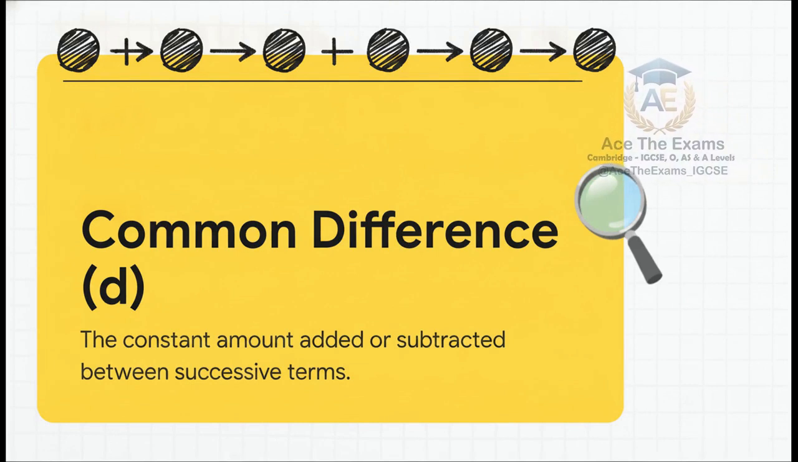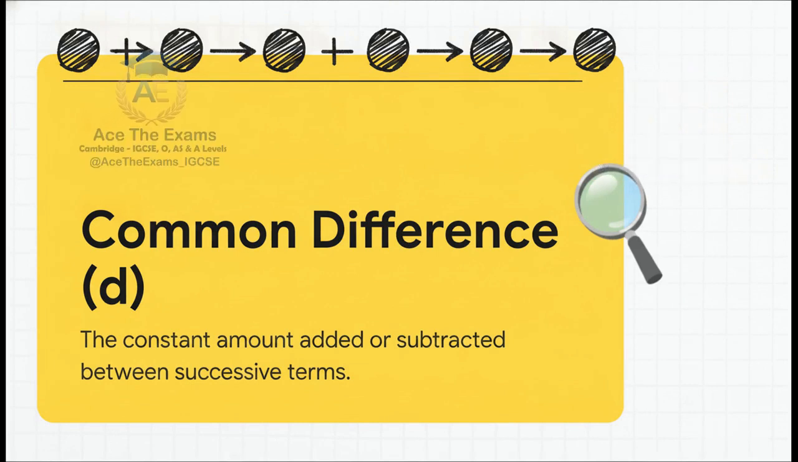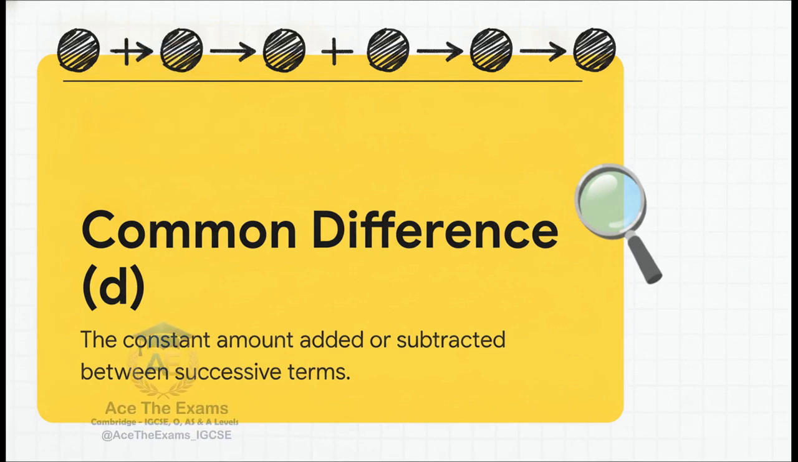For instance, if a sequence goes 7, 12, 17, 22, the common difference is simply a positive 5. You are just adding 5 each time. It's that easy. But how do we actually turn that into our master key formula to secure full marks?